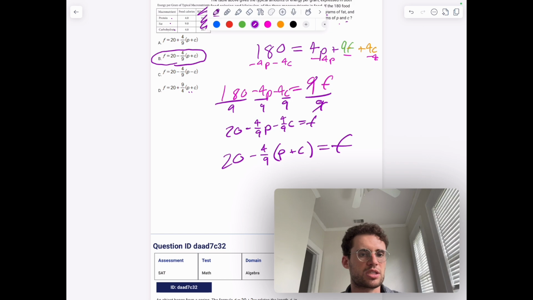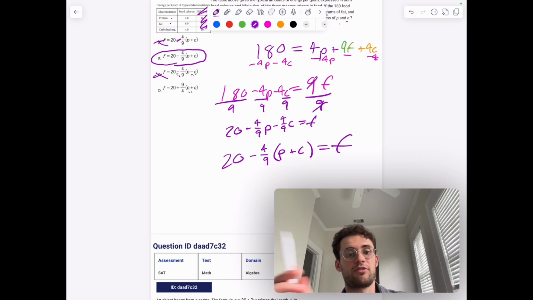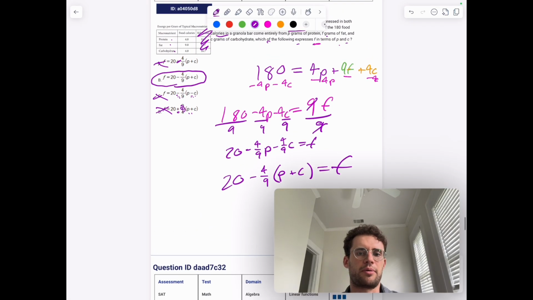Let's just go through the other ones. This one has plus where it should be negative, so it's not that. This one has a negative and a negative. So when you multiply these, you would actually get plus 4/9 C, negative times negative. Make sure you distribute the negative when you have a negative coefficient. And then this one is a positive 9/4. Oh, and so this one's also flipped, so it's definitely not that one. All right, so that's how you do that one.